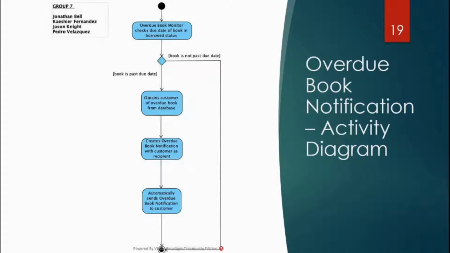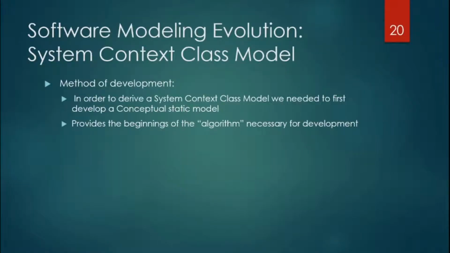This last activity diagram shows the sequence of events for when the overdue book monitor sends an overdue book notification. All right, folks, so let's talk about our next step in our software modeling evolution, and that's the eventual development of the system context class model.